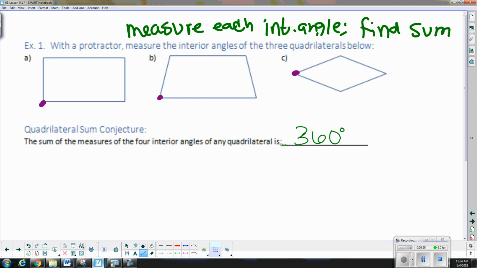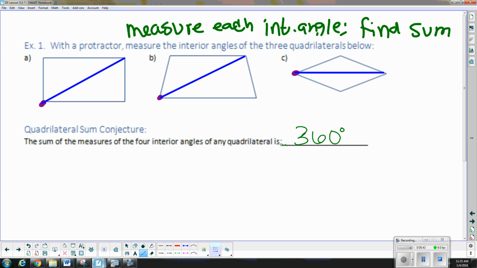Okay, so from this vertex, we can draw one diagonal. That gives us two triangles. Same here, one diagonal, one diagonal. So that is from a single vertex. So we have two triangles in every quadrilateral.